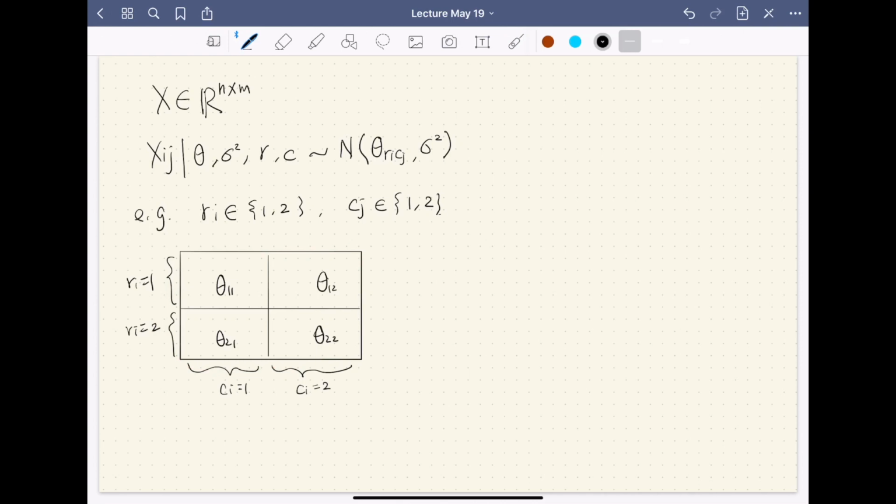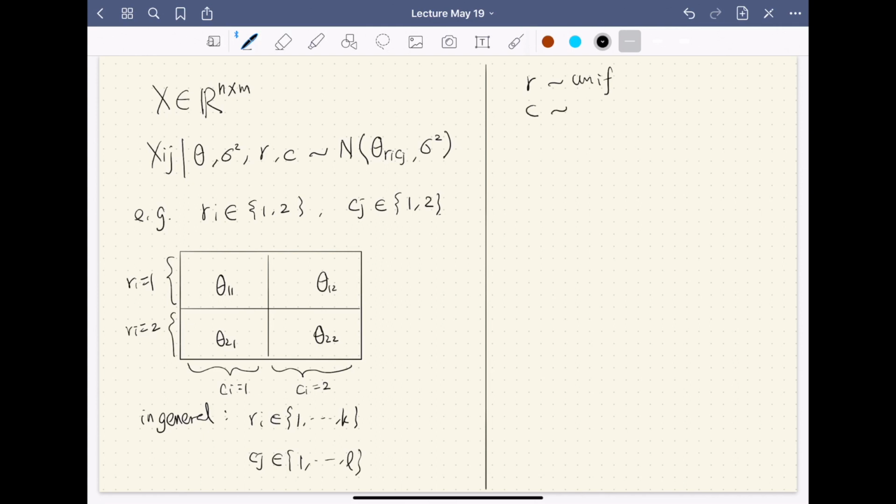And we can talk about the EM algorithm. Let's say in general there are k row clusters and L column clusters. The prior distribution for R_i, for the row clusters, is uniform, and for the column clusters is also uniform. And the distributions for the rows and the columns are independent.